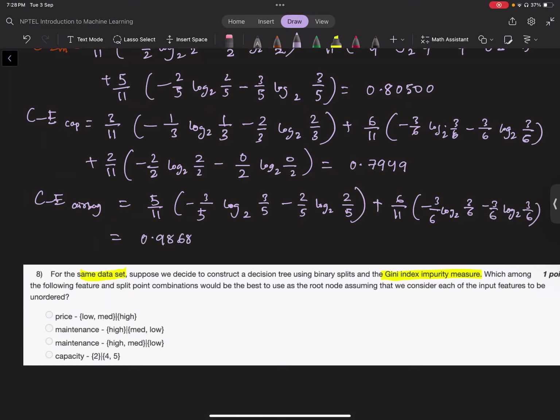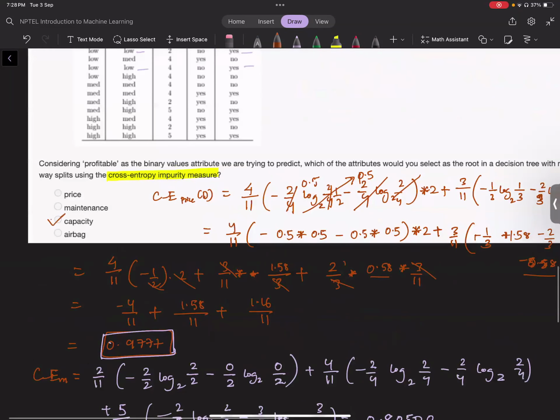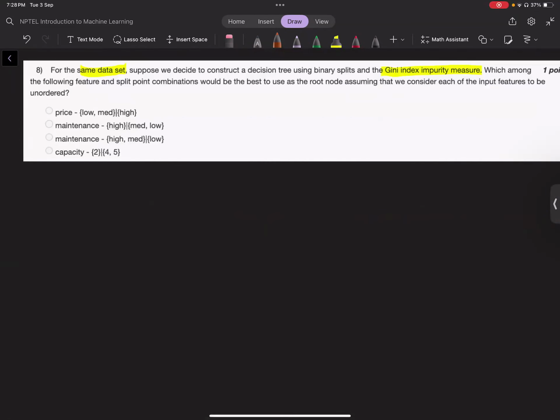Yeah, so after calculating, I think you can say that this is the lowest value. Hence, the capacity should be the root node in this case. We'll apply the formula and get the solution. For the final question, did anyone not calculate that on their own? No. We'll do the final one.